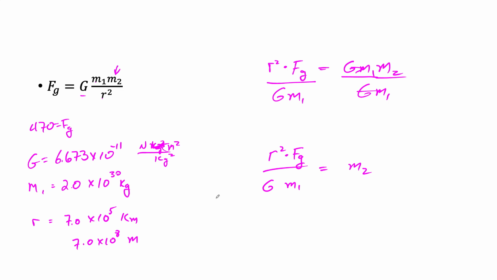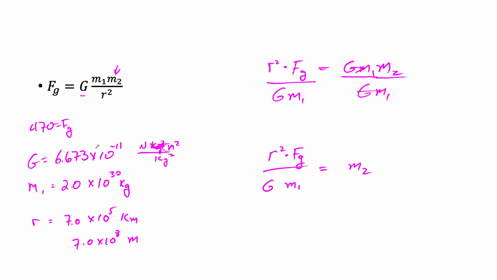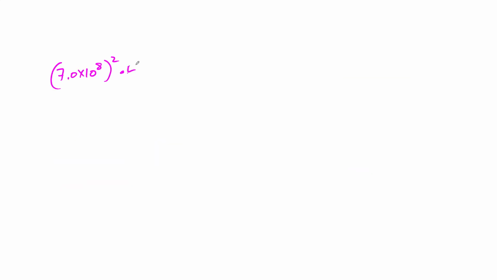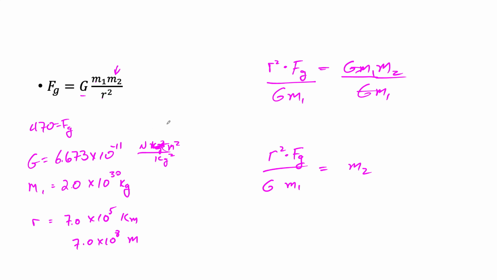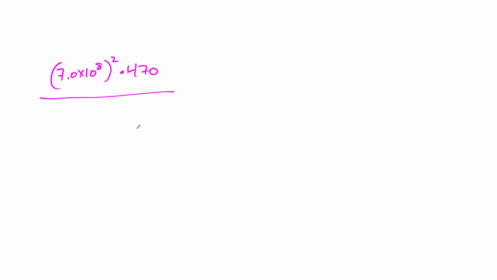So let's move to the next slide, I've got another empty space. So r is 7.0 times 10 to the 8th, and we're going to square that, times the force, which is 470. And then we're going to divide by G, which is 6.673 times 10 to the minus 11th.